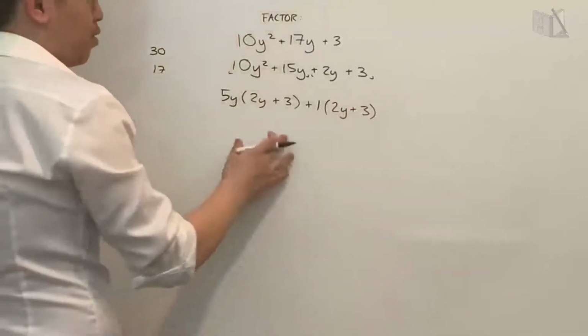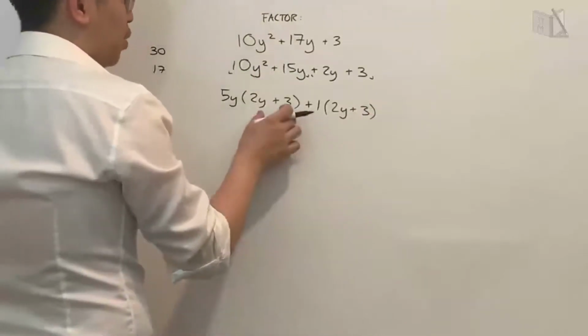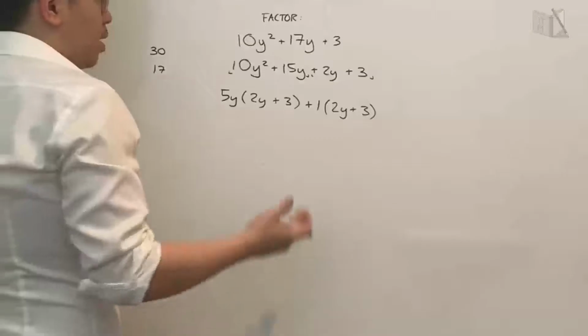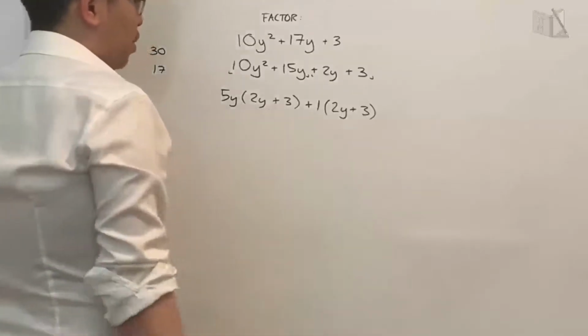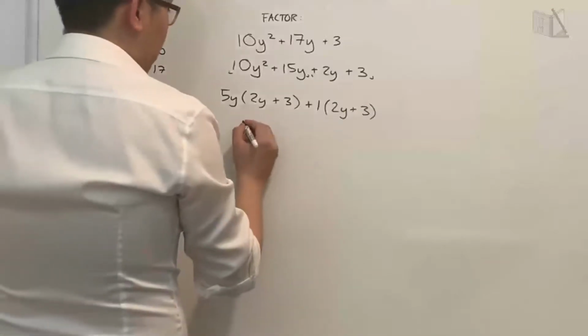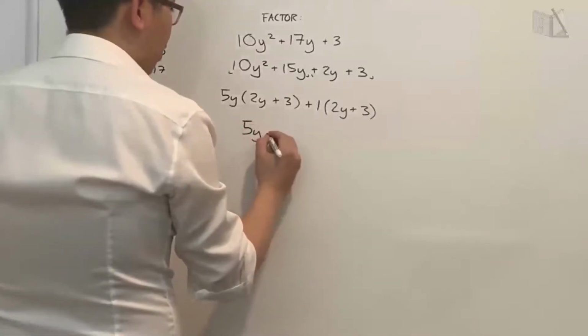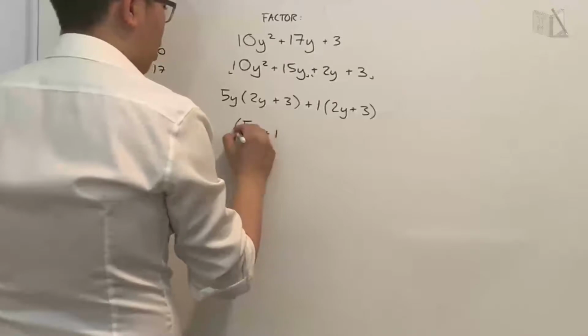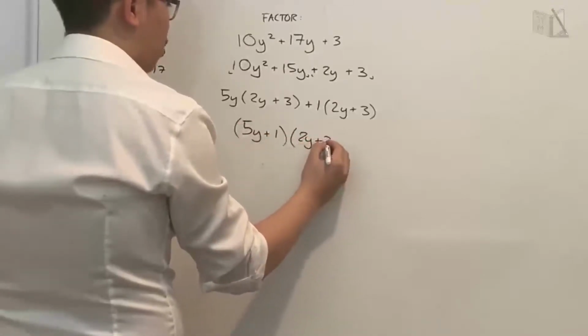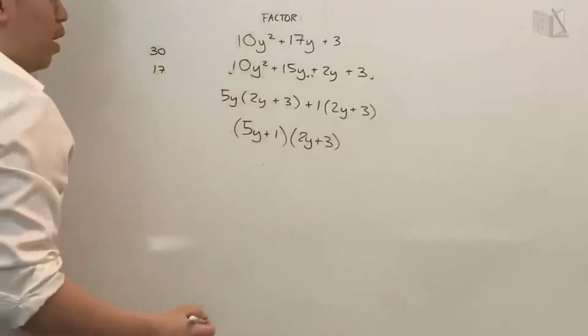And now we've successfully factored by grouping. So you'll notice that if we do it correctly, two of these brackets will be the same as each other, so they're both 2y plus 3. This means that we can cancel out one of them, and we're going to be left with 5y plus 1. This is a factor, and 2y plus 3, this is the second factor.